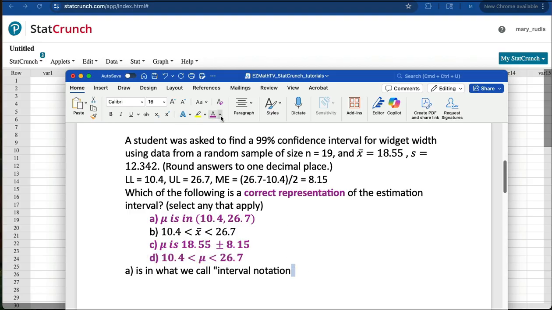So interval notation is A. If you see a question that asks you to put your answer in interval notation, that would be the way you see the answer in A.